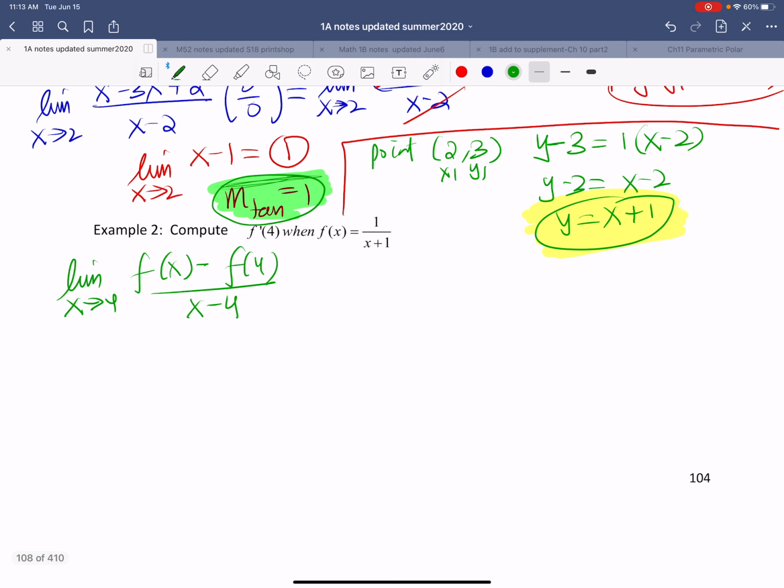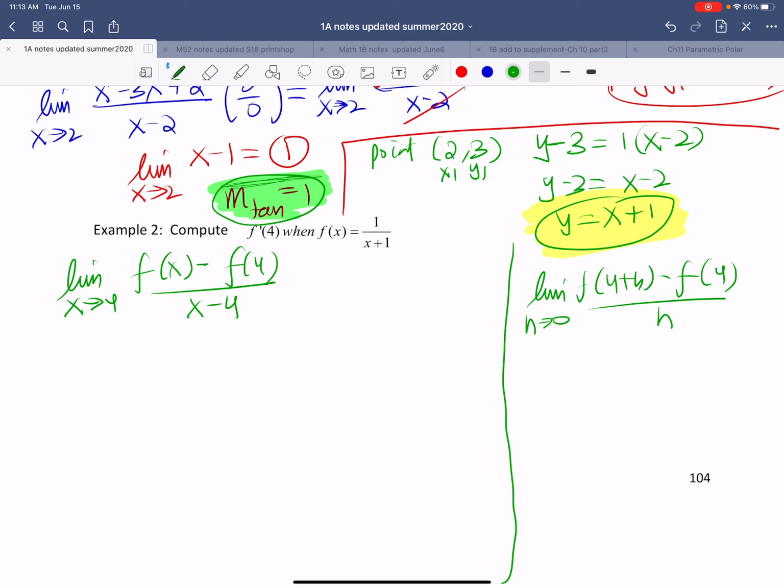So if you were to use the definition, you would be using the limit as h goes to 0 of f of 4 plus h minus f of 4 divided by h. You could use the definition of the derivative or the difference quotient. Both ways, it's going to give you the same answer. So go ahead and give it a try. Right, f of x minus f of 4. Let's go ahead and plug the values in.